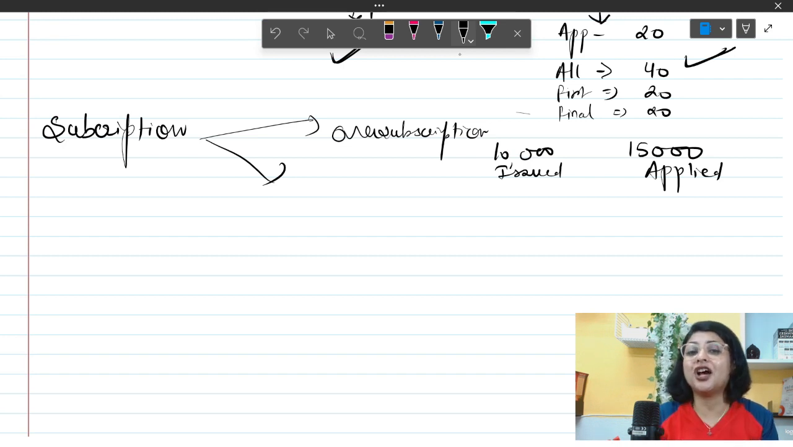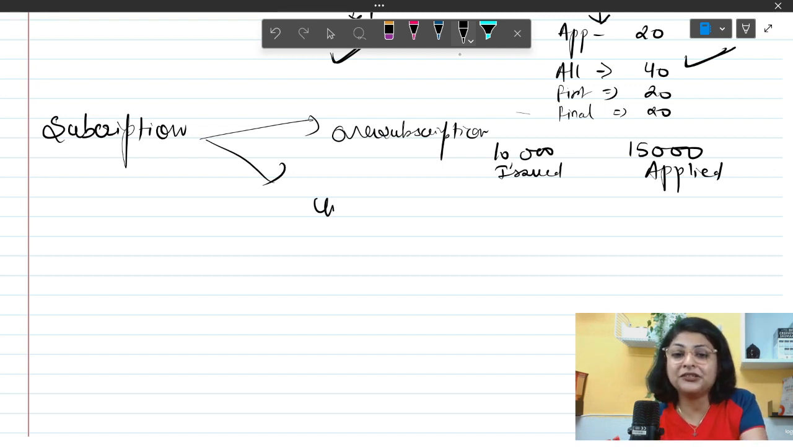You are not allowed to issue more number of shares. If the application has come for more number of shares, you treat it like rejected or do pro rata allotment. This we will do in the later part of the classes. So it is this situation where the application money is more and subscribed capital is issued capital is less. That is called over subscription.